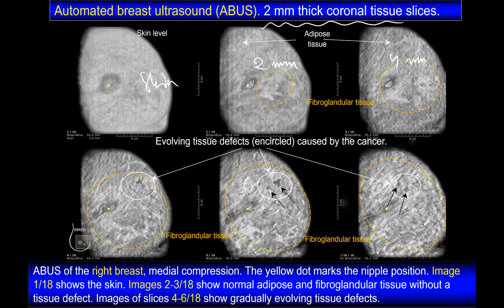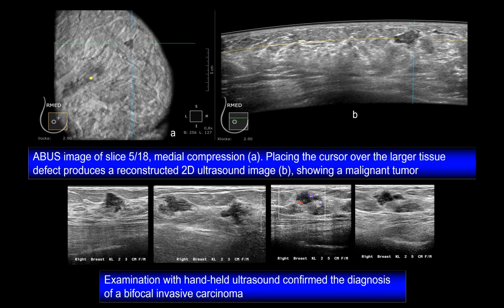Of course, we are not going to expect adipose tissue, or not much anyway, in these slices, because the fibroglandular tissue is very close to the skin and it's getting larger and larger the closer we get to the chest wall. But what is interesting is that we are talking about the right breast. This is the acquisition in the medial half of the right breast, and there is a tissue defect, and there are several tissue defects here, and they just increase in size, and eventually you put the cursor there, and we got the two-dimensional reconstructed ultrasound image, which suggests a malignant lesion.